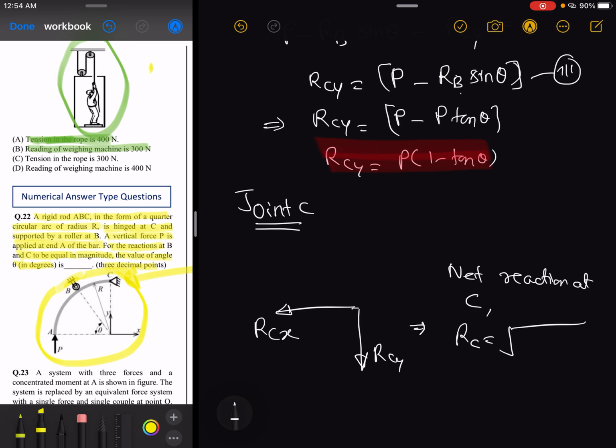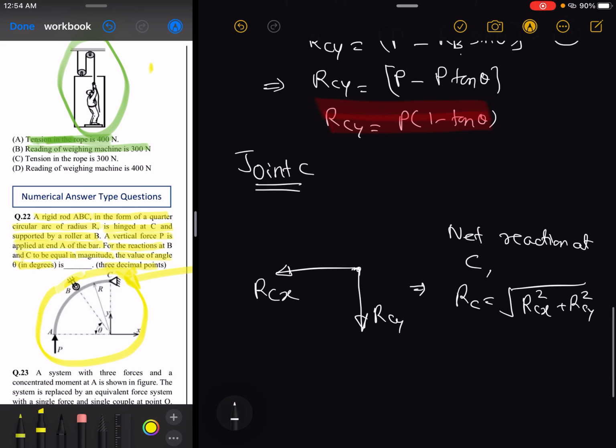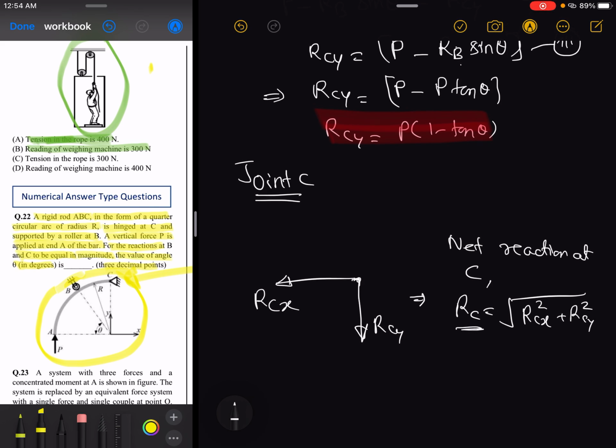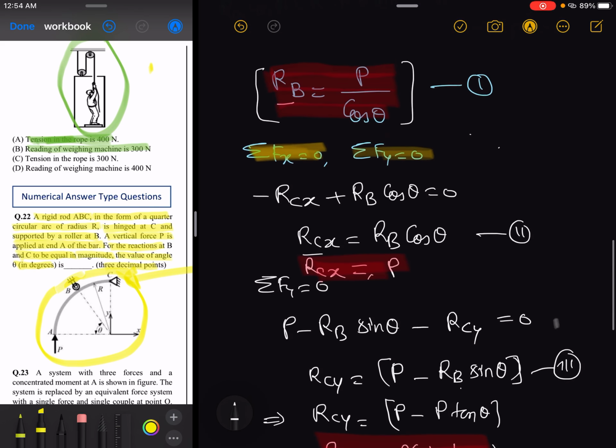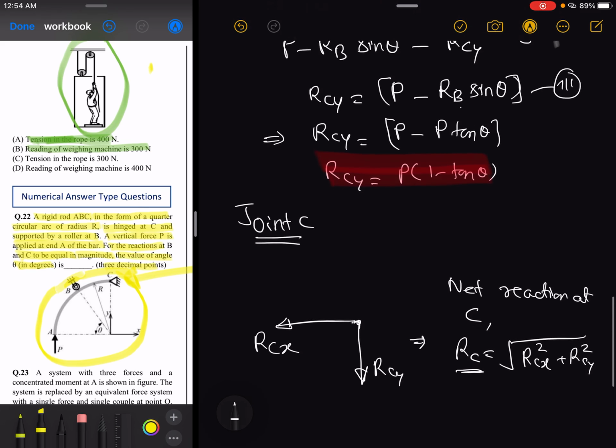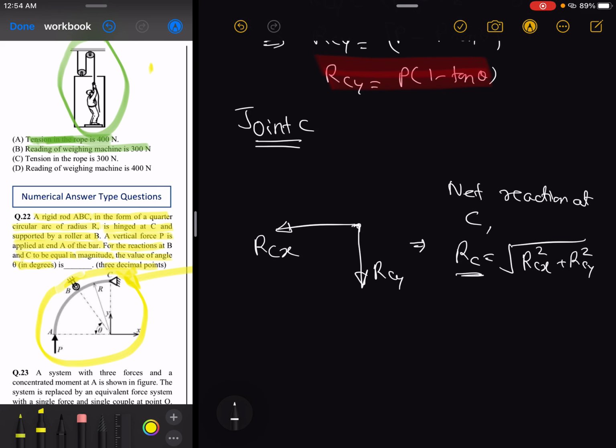These two are forces acting at an angle of 90 degrees. So their resultant will be the square root of RCX square plus RCY square. In the question we have to find the value of theta so that this RC will become equal to this RB. Clear? So this is required in the question. Let us calculate this RC first.